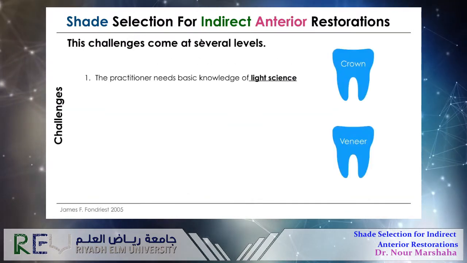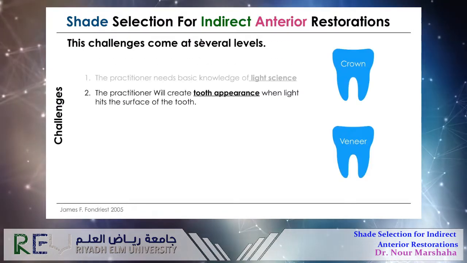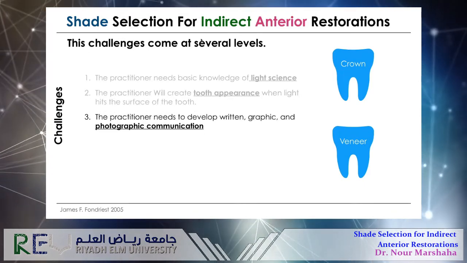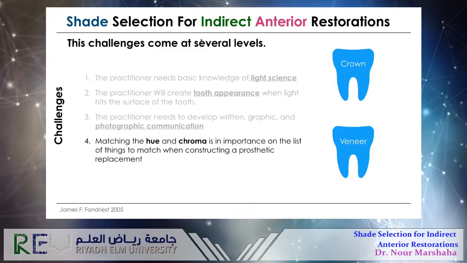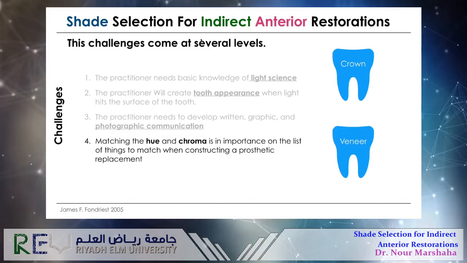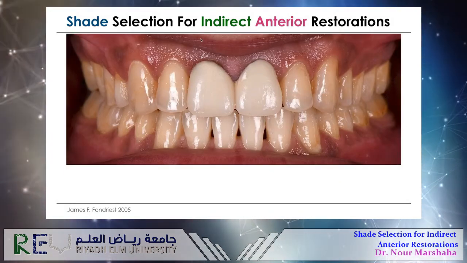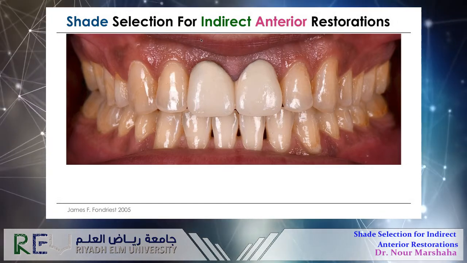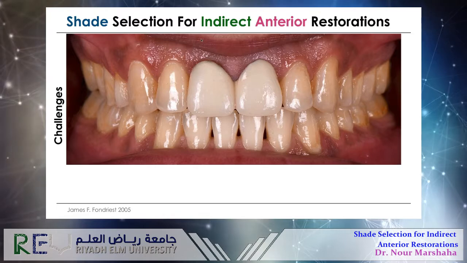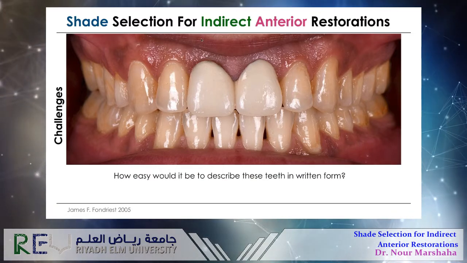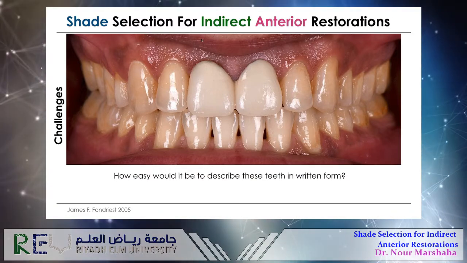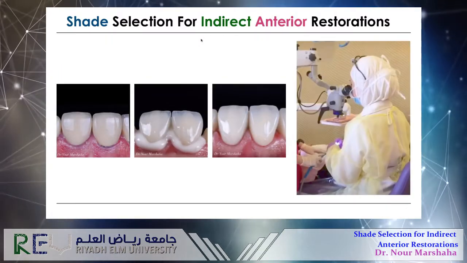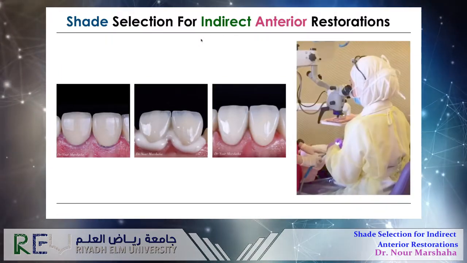Now the challenges are related to knowledge about light science, tooth appearance, and photographic communication. We have to put it in written and graphic form, okay? And always try to match the hue and the chroma, and the value is the most important factor. Now, how many words do we need to describe these teeth in written form? It's much easier to transfer the pictures to the dental lab and explain on the picture.